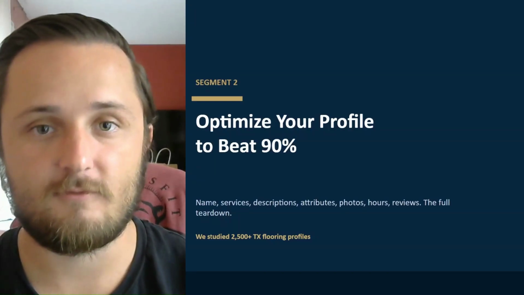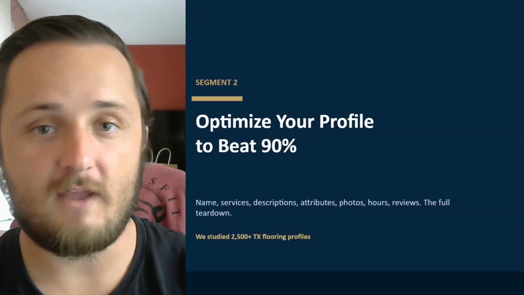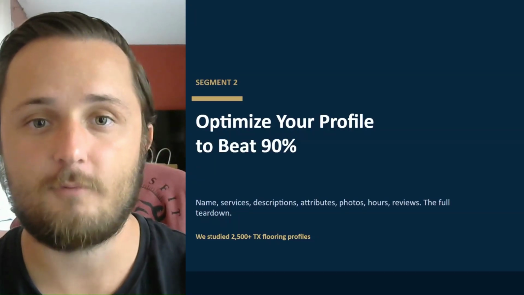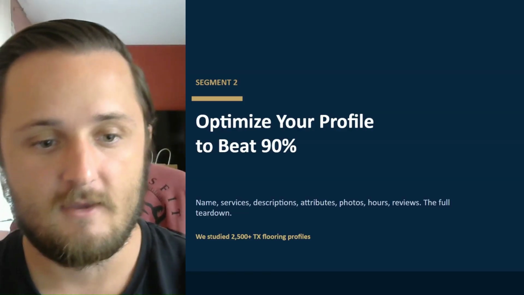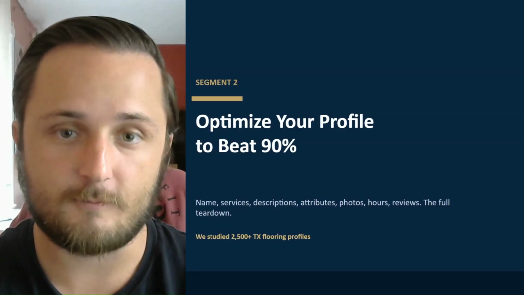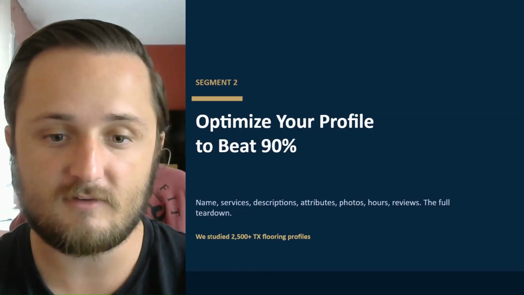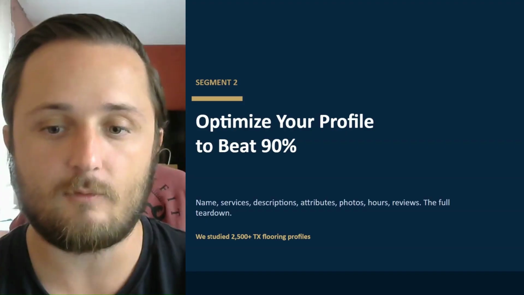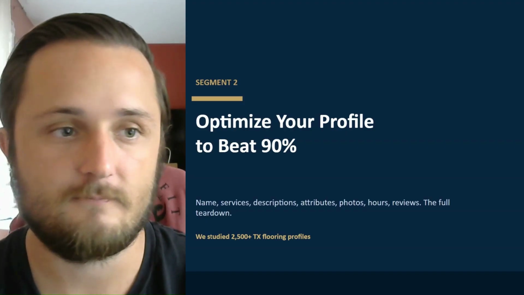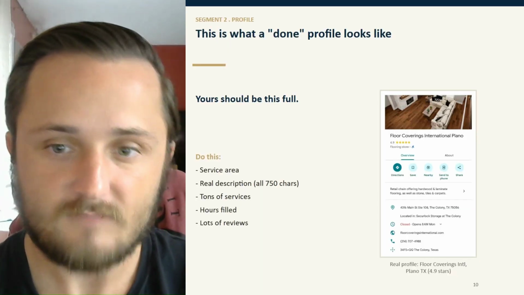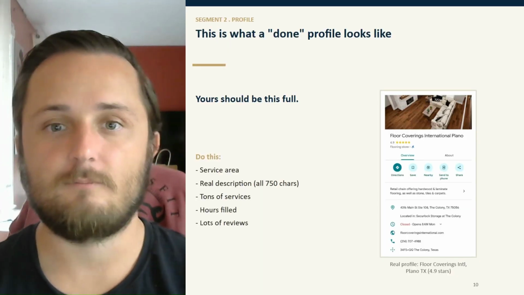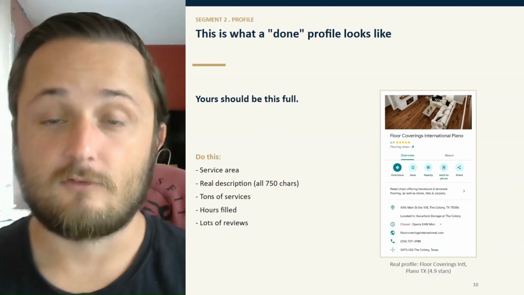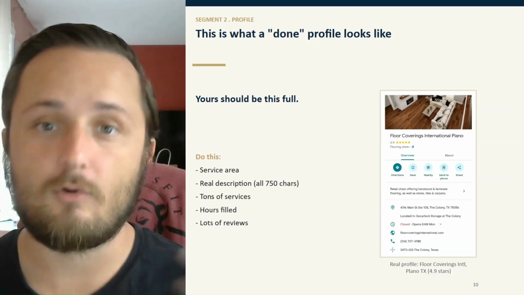To get all of this information, we studied over 2,500 Google business profiles in Texas. So we're going to go over the name of your Google business profile, services, descriptions, attributes, photos, hours, reviews, the full teardown. So this is what a done profile looks like. So yours should be full as well, and we'll go over that.